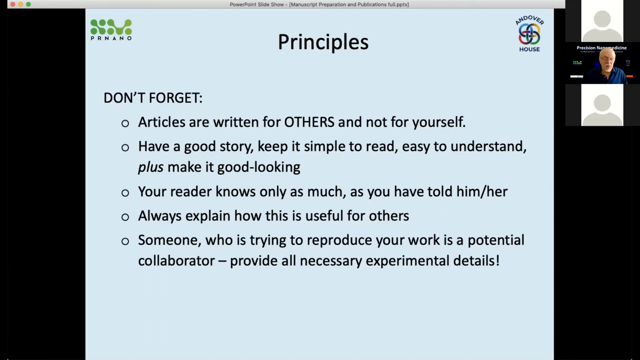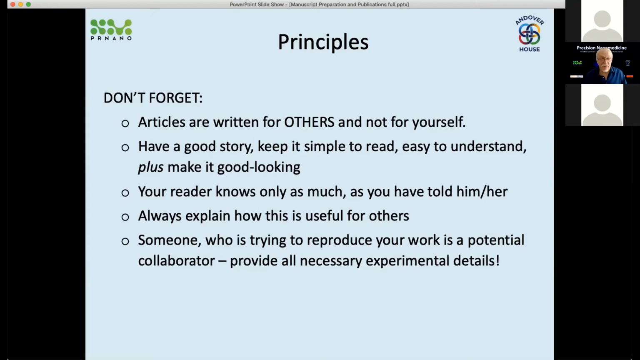No. You are the one person, or the few people writing the manuscript, who know the most about the topic, because you were present doing the experiments. You know things that are not written down. Your reader knows only as much as you have told. Always explain how this is useful for others. They are not going to think about it on the first reading. Do you think about it? How it could be useful for you?